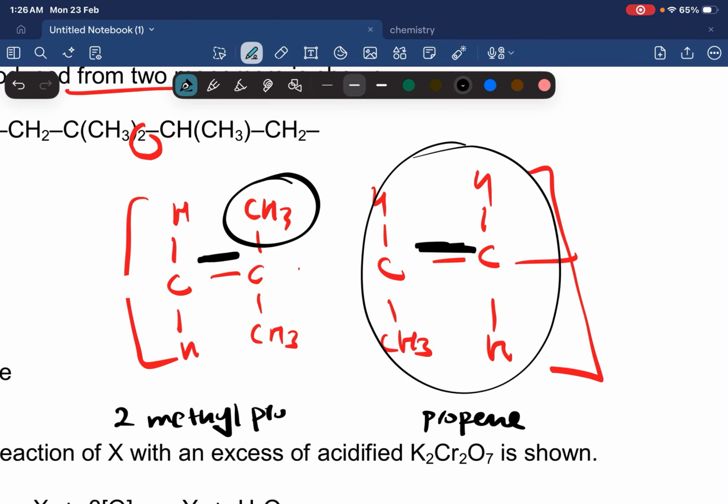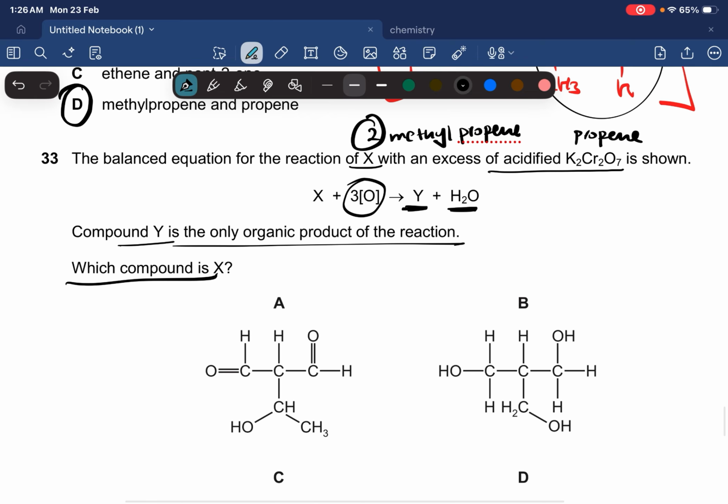So 2-methylpropene and propene, which option has this? Not this, not this, this. So option number D. The balanced equation for the reaction of X with excess acidified K2Cr2O7 is shown. Compound Y is the only organic reaction product, and then we have 1 mole of water. Which compound is X? So we're adding 3 moles of oxygen for the oxidation to form 1 mole of water. So let's add 3 moles of oxygen.